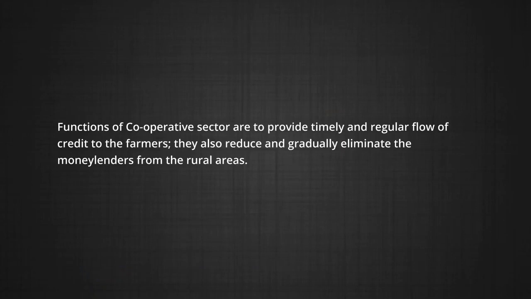Let us come to the functions of the cooperative sector. Functions of the cooperative sector are to provide timely and regular flow of credit to the farmers. They also reduce and gradually eliminate the money lenders from the rural areas. Besides, as they provide credit facilities to all the regions of the country, they help in reducing regional disparities. Funding of special programs meant for the upliftment of rural areas is provided by the cooperative sector.